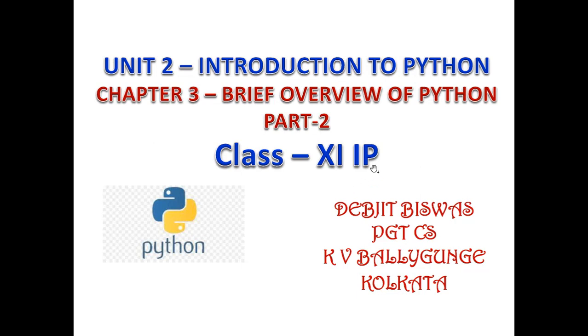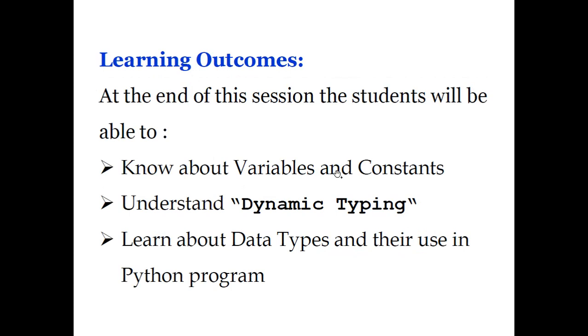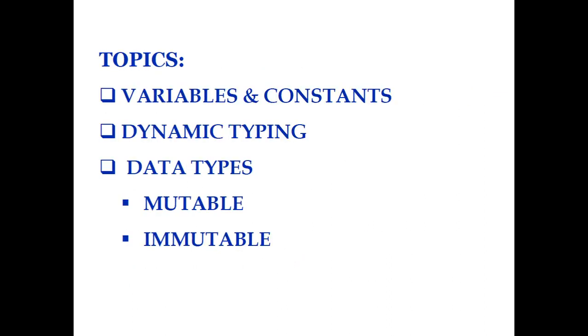Brief overview of Python Part 2, Class 11 IP. Learning outcomes. At the end of the session, the students will be able to know about variables and constants, understand the term dynamic typing, learn about various data types and their use in a Python program. These are the topics to be followed.